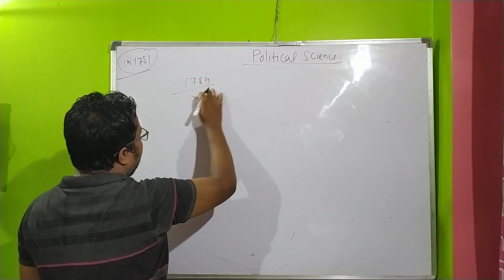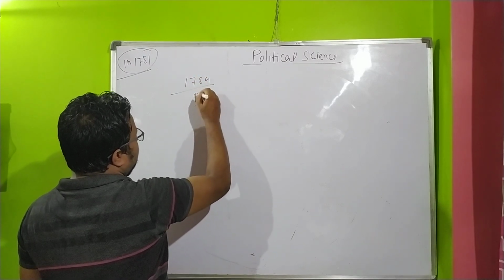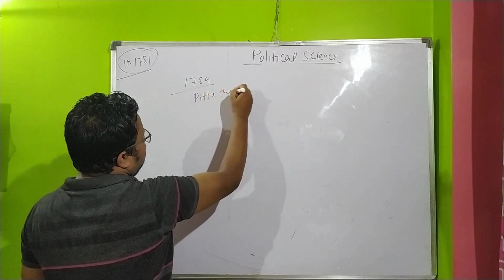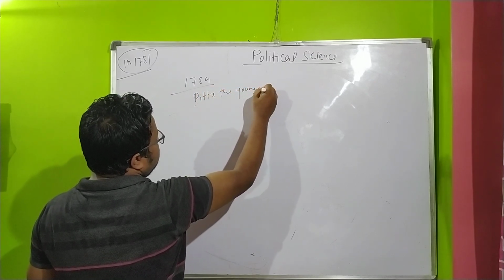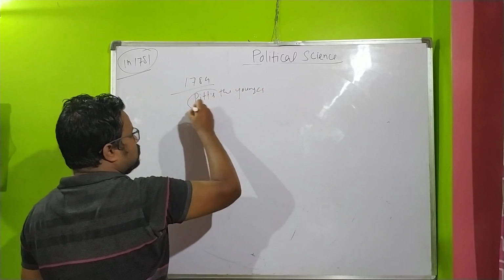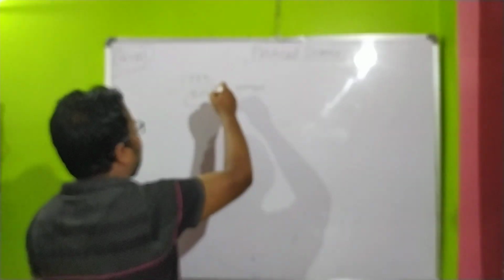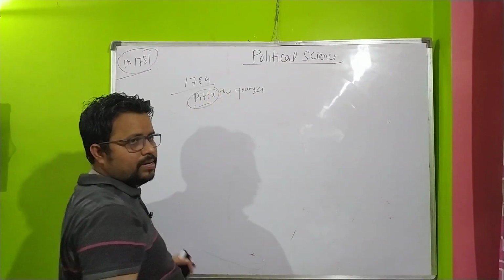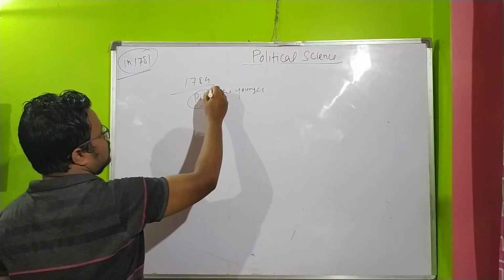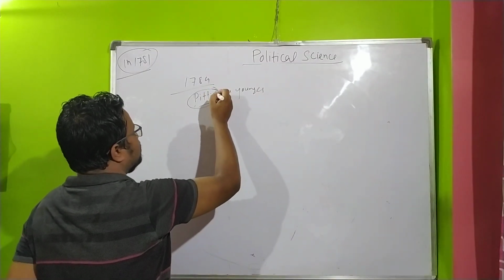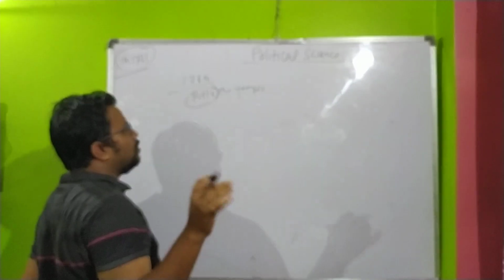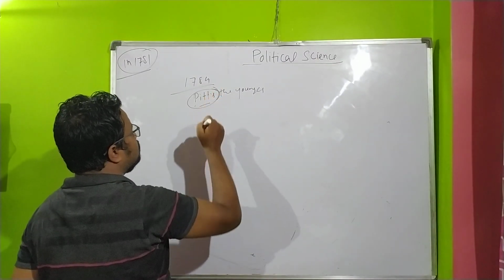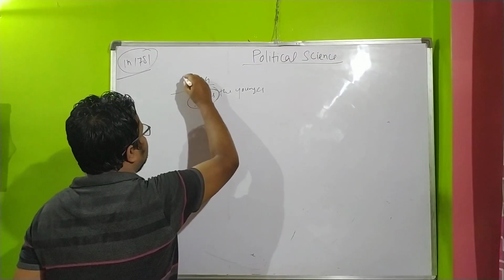Pitt the Younger. Pitt the Younger means the father of Pitt was earlier the King of England, and now his son Pitt became the ruler of England. So what happens?